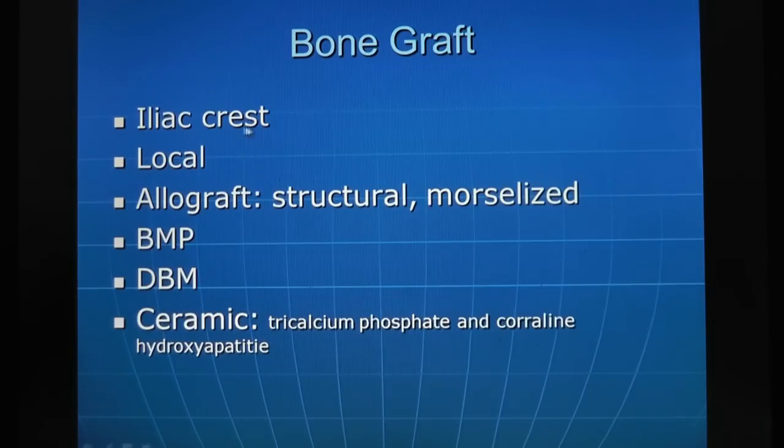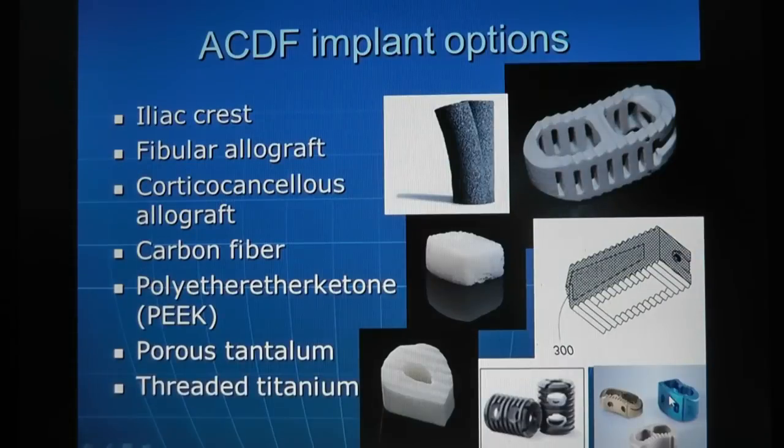We can use iliac crest. We could use local bone graft that we cut out of somebody while we're operating. We use allograft, which is from a dead person. It can either be morselized or structural. We can use bone morphogenic protein. We can use demineralized bone matrix, and we can use ceramics. These are all options, and these are the options for anterior cervical fusions.